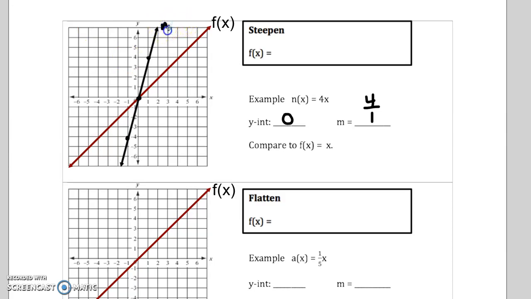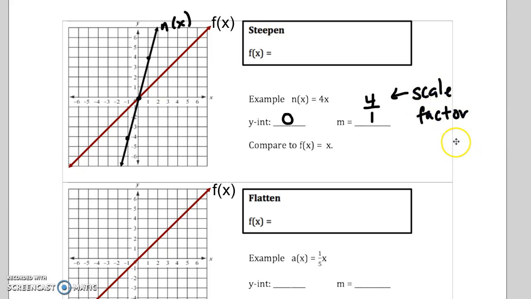Okay, so this is the graph n of x. And what we notice here is that, according to Slope Dude, this n of x is definitely steeper than our parent function f of x. So we're going to say it's steepened, but how? And that how is exactly the slope. The slope is 4 times bigger. And what we call this is the scale factor. How much bigger did the slope get?